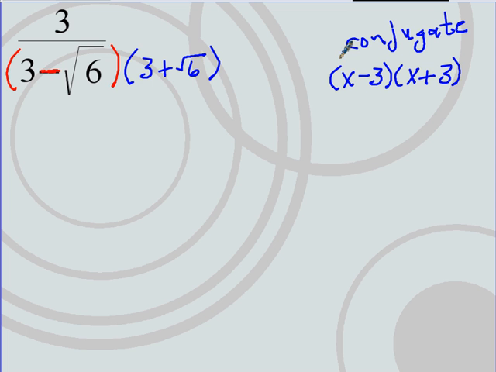Let me remind you that when you're multiplying conjugates, okay, this is FOIL. X times x would give you x squared. X times positive 3, excuse me, would give you a positive 3x. Negative 3 times x gives you a negative 3x. And negative 3 times positive 3 would give you a negative 9. Anytime you multiply conjugates, the middle terms always cancel.